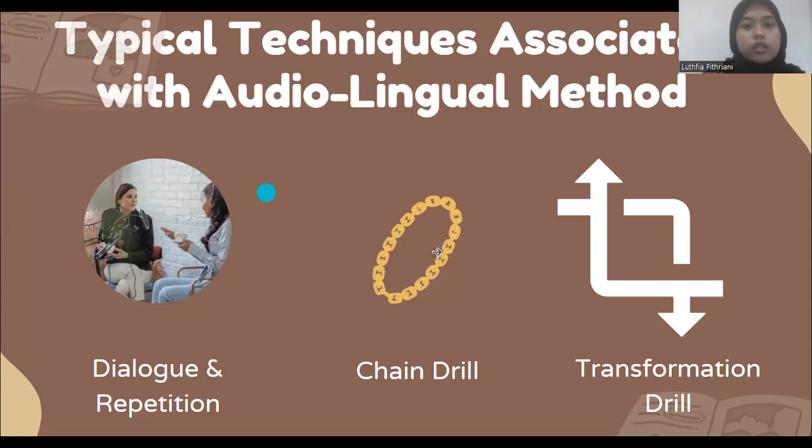The second is chain drill. A chain drill is a kind of drill that allows the students to practice the dialogue, build vocabulary, and develop ideas about a particular topic by using repetition.